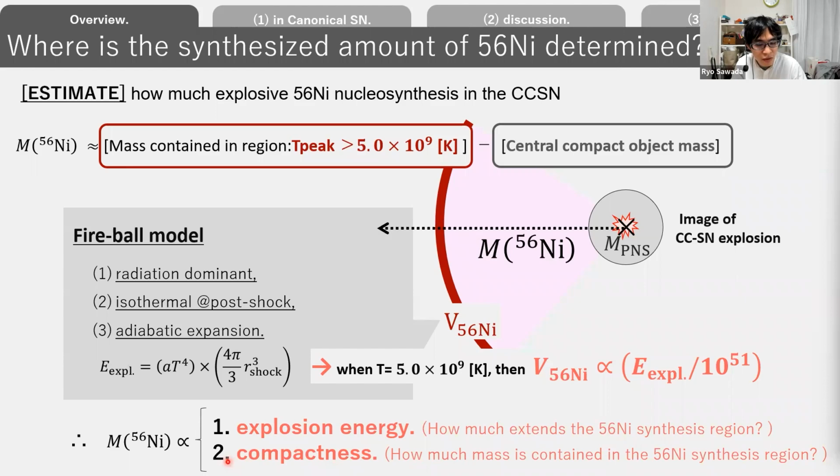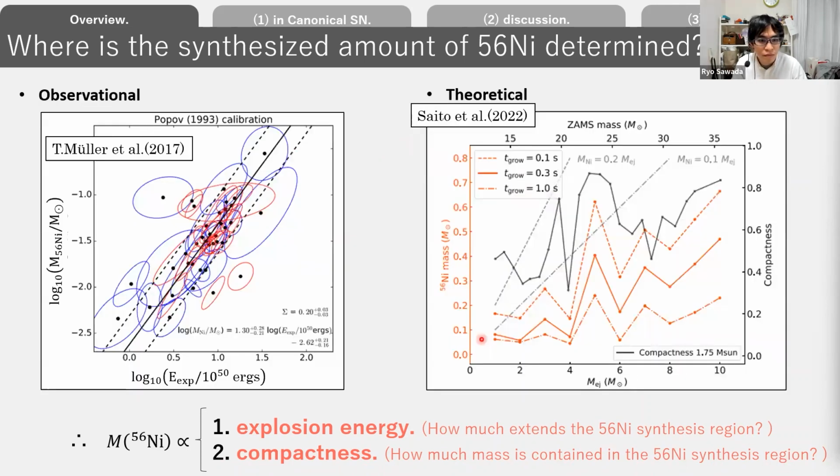And second, it is related to the compactness. This compactness means how much mass is contained in this region. And indeed, observational and theoretical studies confirm that this estimate is not so bad. This figure shows the result of a systematic study of the light curves of type 2 supernovae, with explosion energy on the horizontal axis and nickel mass on the y-axis. This is an observational study. We can confirm there is a correlation between explosion energy and nickel synthesis.